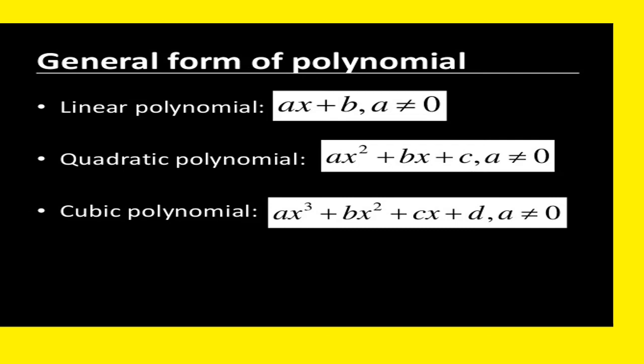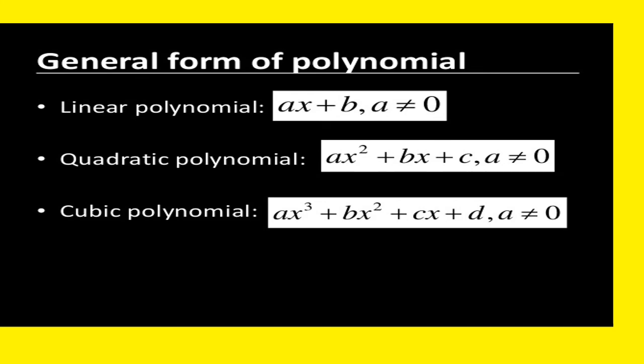Now observe here, ax square plus bx plus c. What is the highest degree of this polynomial? 2. If the polynomial has degree 2, that polynomial is said to be a quadratic polynomial. The general form of a quadratic polynomial is ax square plus bx plus c, where a is not equal to 0. What happens if a is equal to 0? We will get bx plus c, which is again a linear polynomial. That's why in a quadratic polynomial a should not be equal to 0.